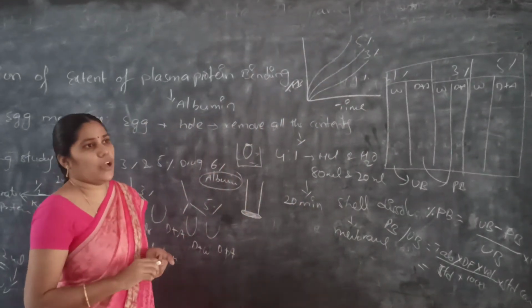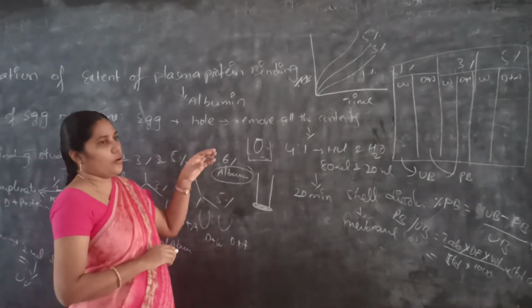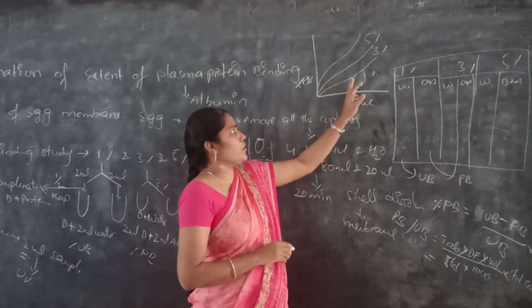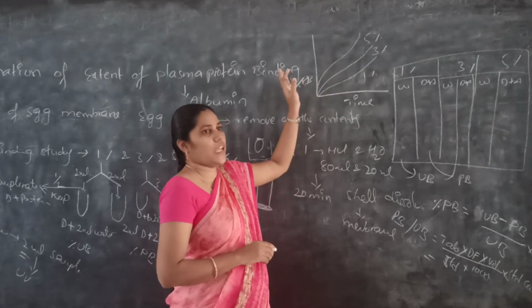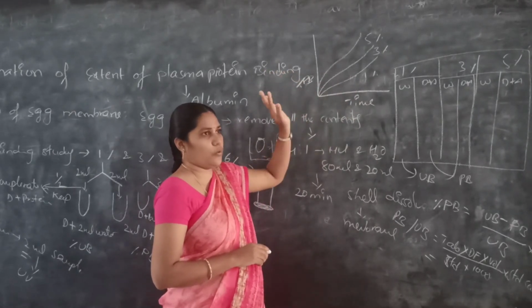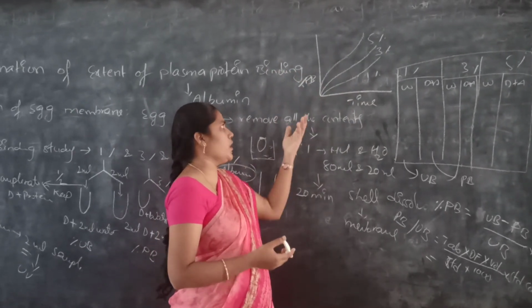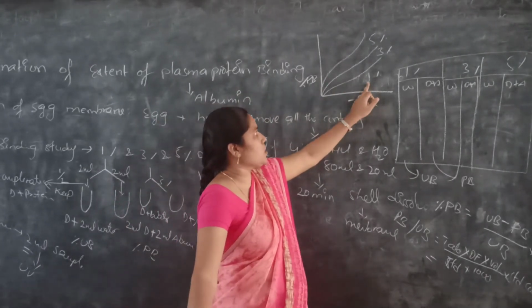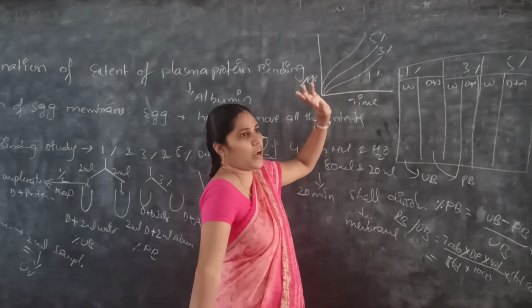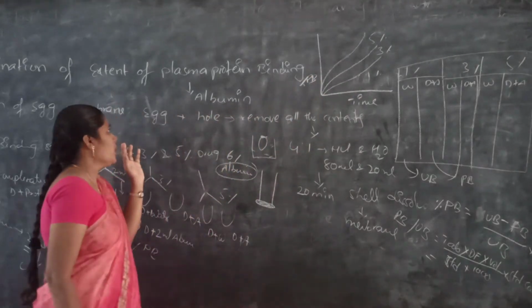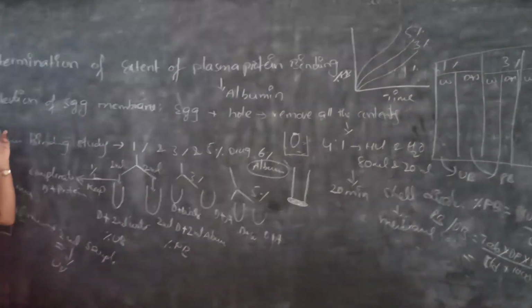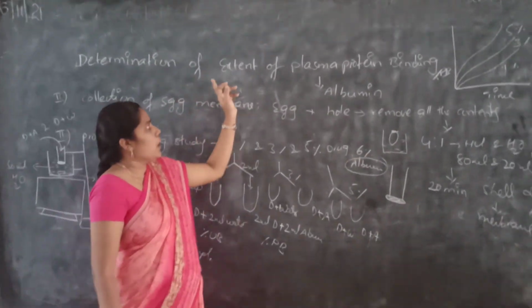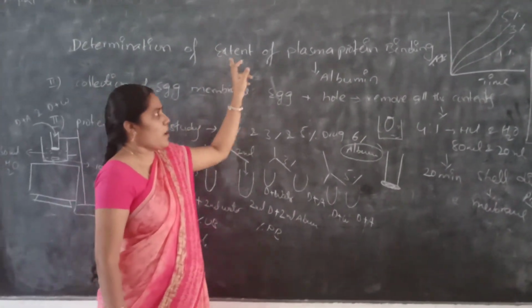Finally we need to report. As the concentration of the drug increases, there is an increase in the percent protein bound. Generally the report will state that as the concentration increases, the percent protein binding increases. So this is the experiment for determination of the extent of plasma protein binding.